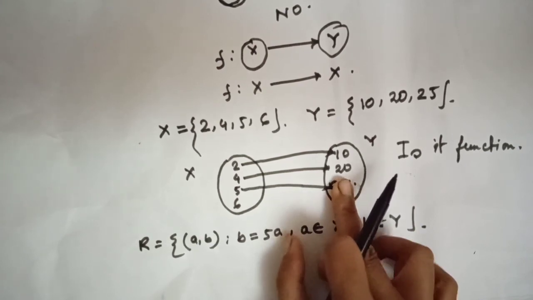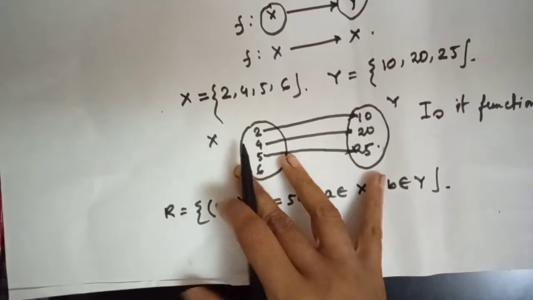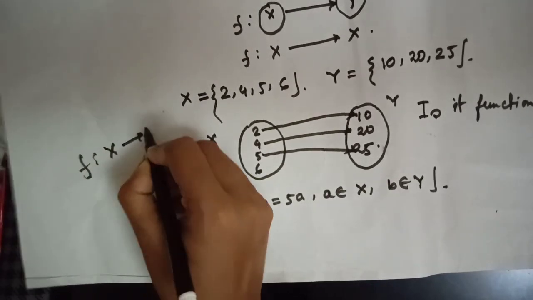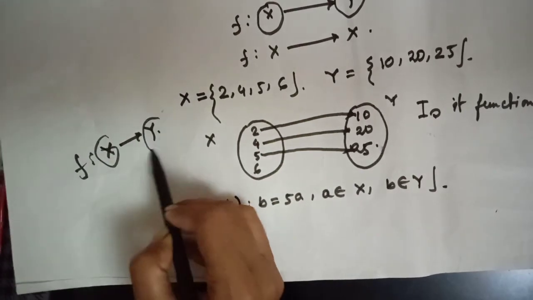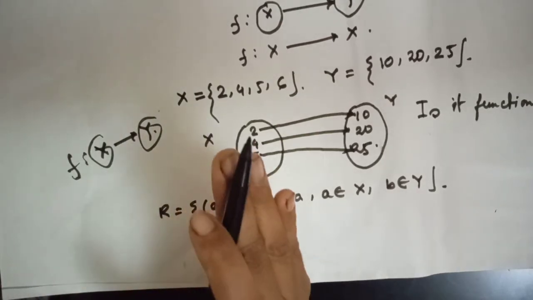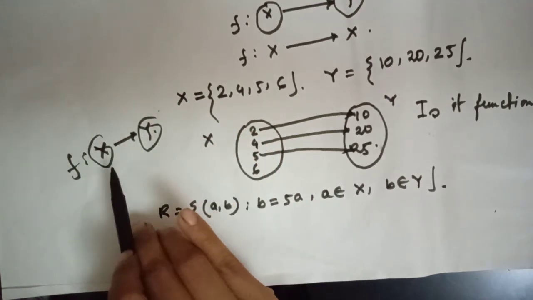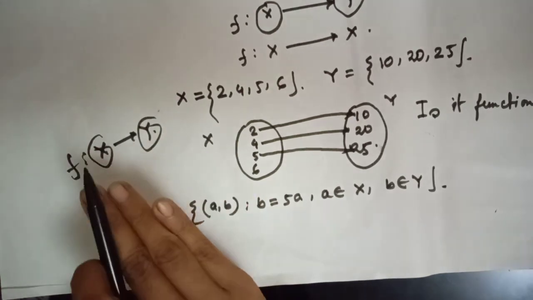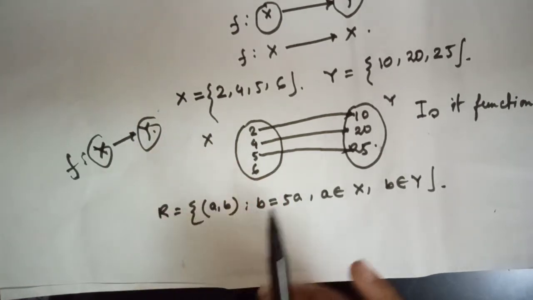And of course, if f denoted X to Y is a function, these X and Y need not be different. They can also be the same. In real analysis, most functions go from R to R, or from some subset of R to some subset of R. Okay?